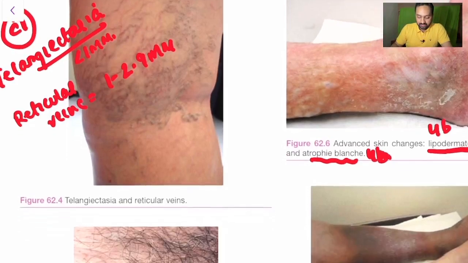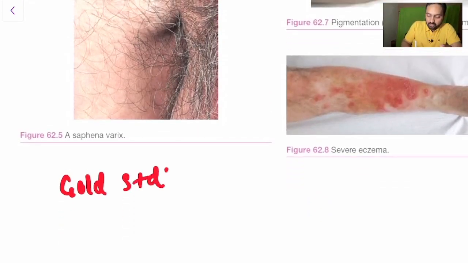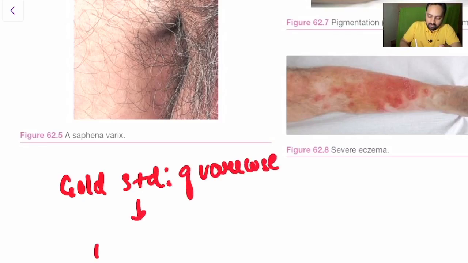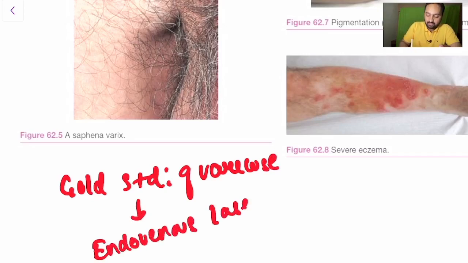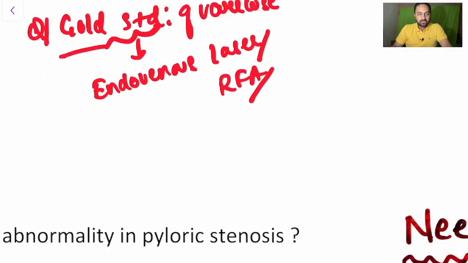And please remember that the gold standard for your treatment of varicose veins is now your endovenous treatment, right? Endovenous in the form of laser or your radiofrequency. So no more of your open surgery, rather your gold standard treatment is your endovenous laser ablation or your radiofrequency ablation, right? So moving down to the next question.